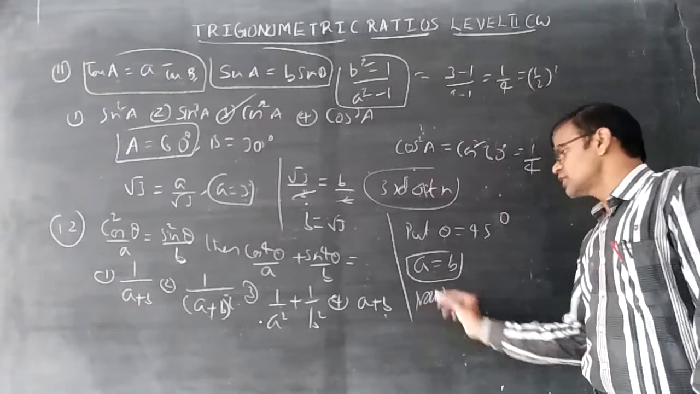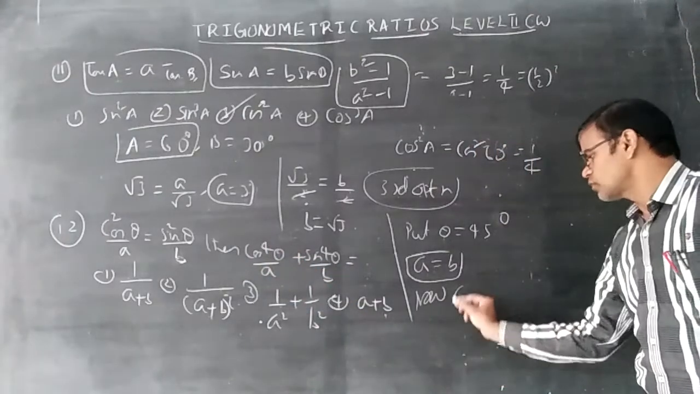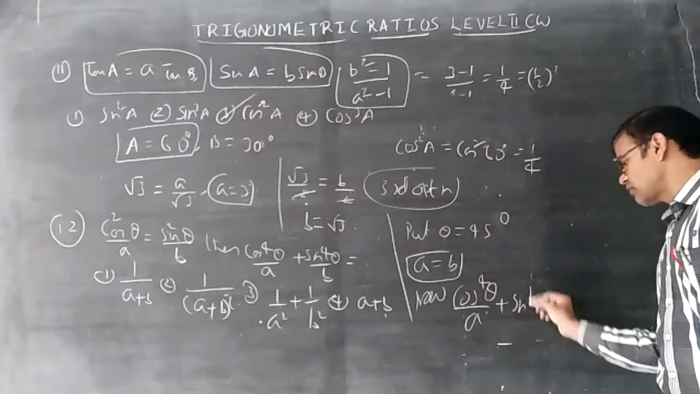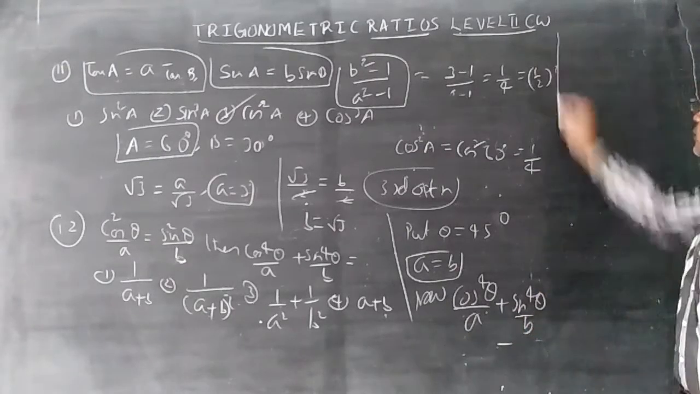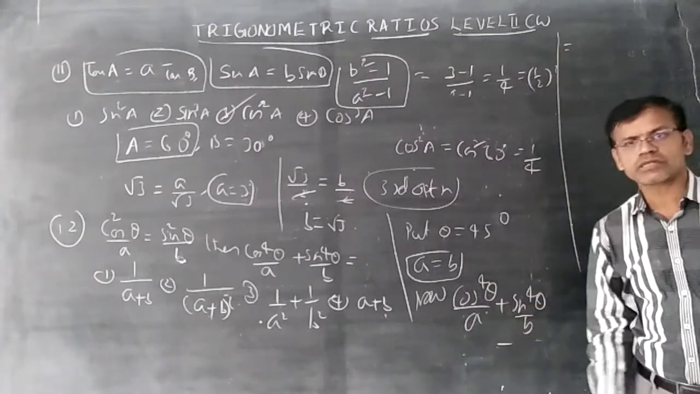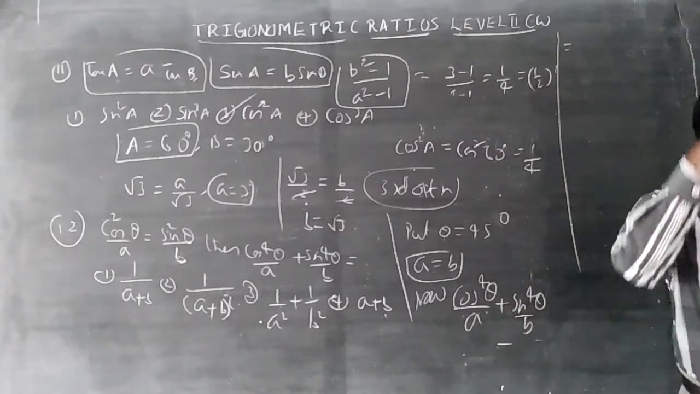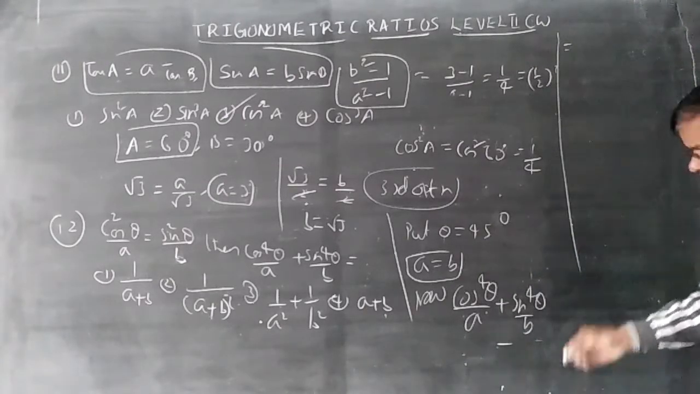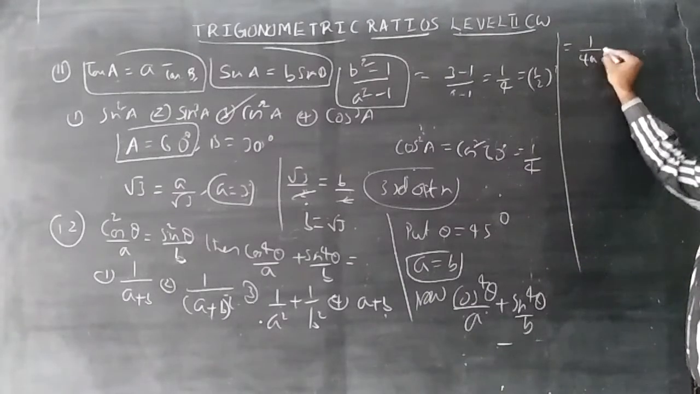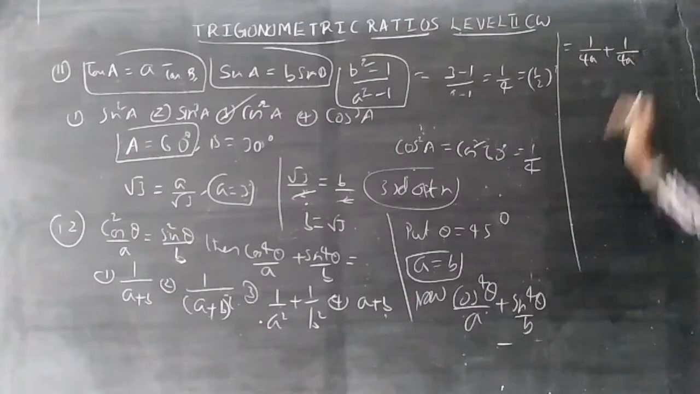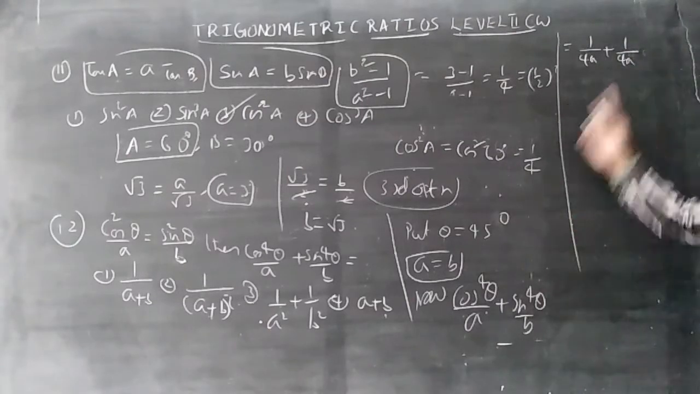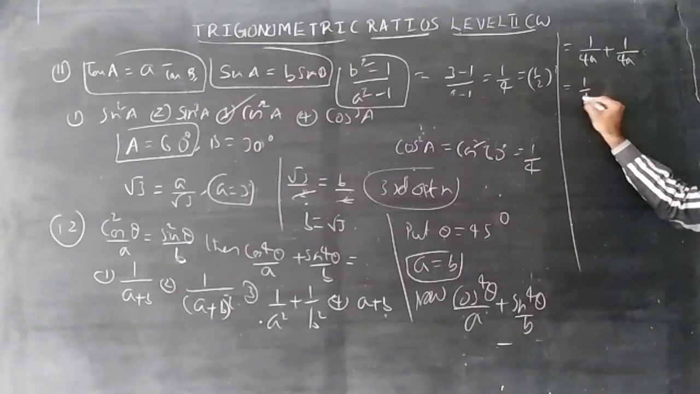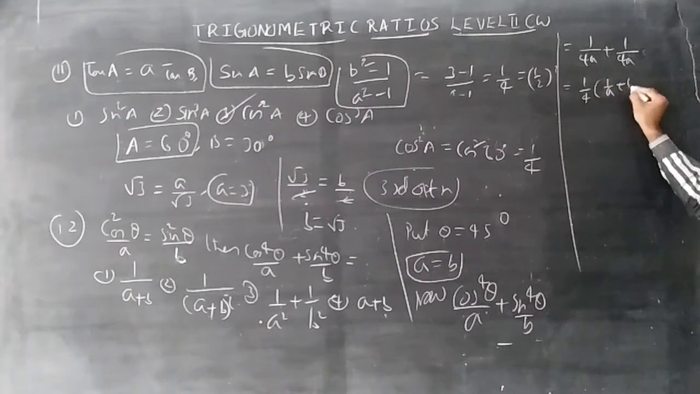Now we got a is equal to b. Here you substitute the value. Cos power 4 theta by a plus sin power 4 theta by b becomes, what is the value of cos 45? 1 by root 2. 1 by root 2 whole power 4 is 1 by 4. Write like this: 1 by 4a plus 1 by 4a. Why did we write a instead of b? Here we got a is equal to b. That is why 1 by 4a plus 1 by 4a. 1 by 4 you can take common: 1 by a plus 1 by b.